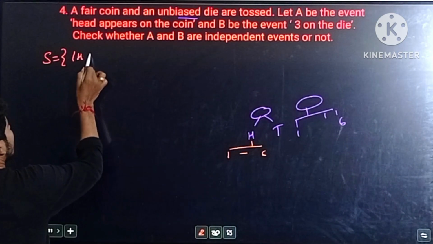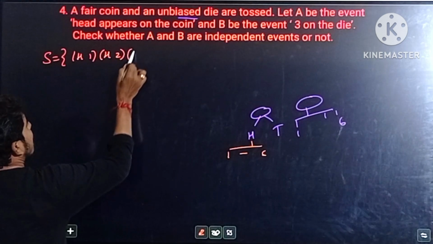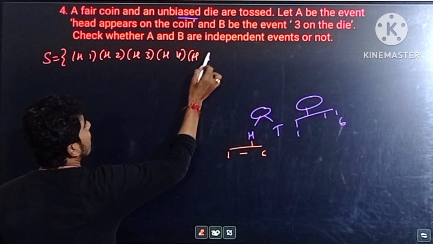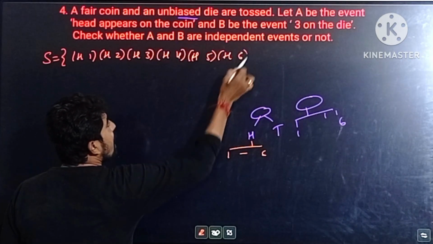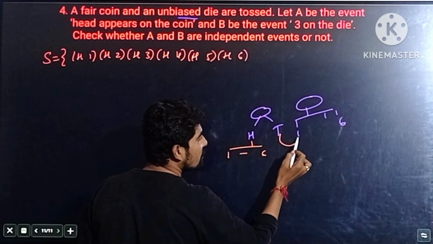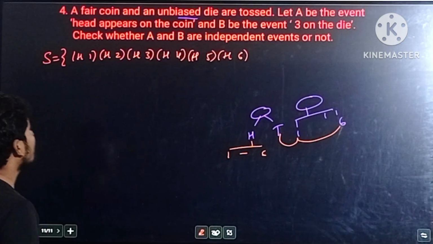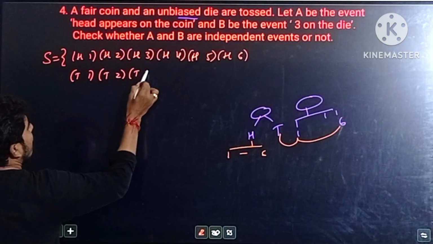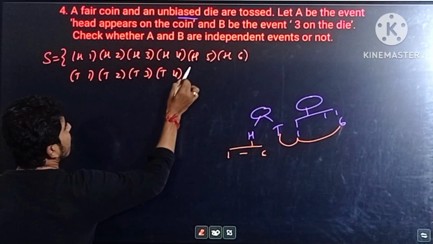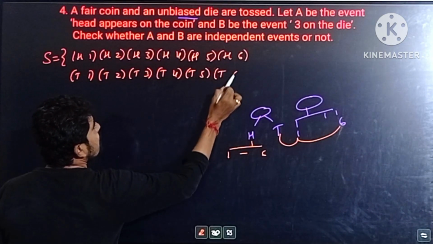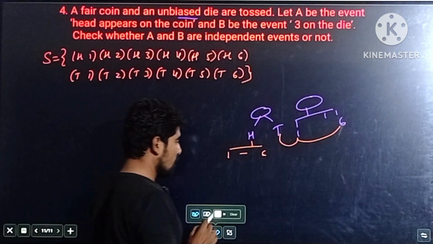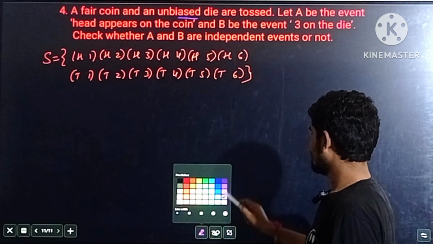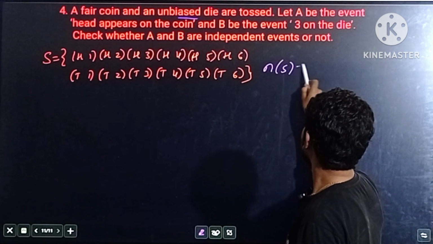Therefore, H1, H2, H3, H4, H5, H6. Or you may get tail, and along with tail, you are going to get either 1, 2, up to 6. Therefore, the next possibilities are T1, T2, T3, T4, T5, and T6. So these are the 12 possibilities when a die and a coin are tossed. Therefore, the number of outcomes in the sample space is equal to 12.